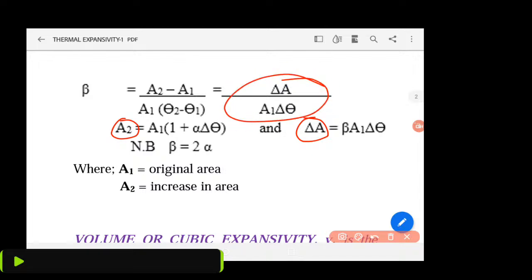And also there's something you need to consider here. First part, we talked about linear expansivity. Here we are talking about area expansivity. They have a relationship.